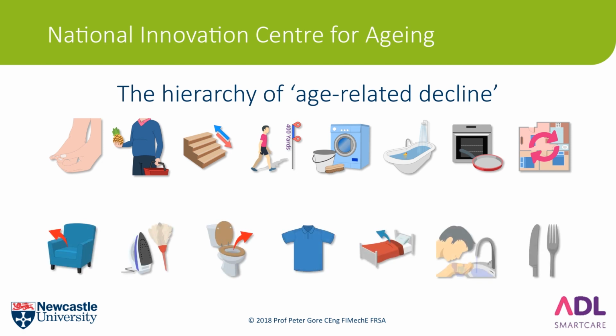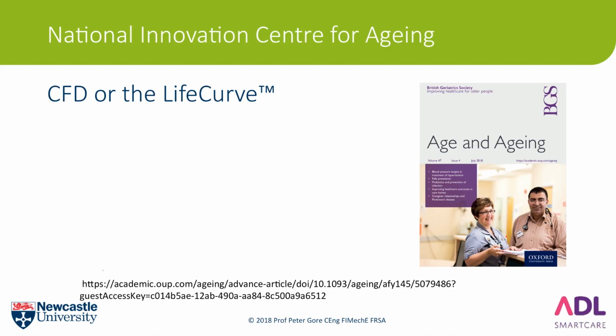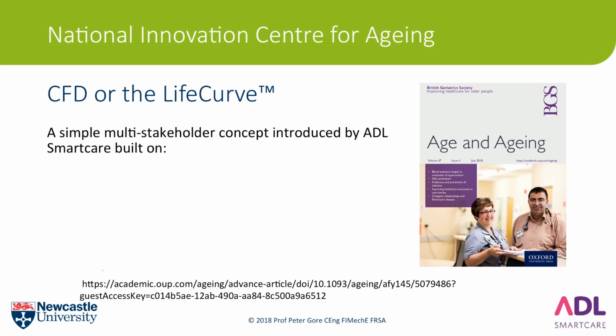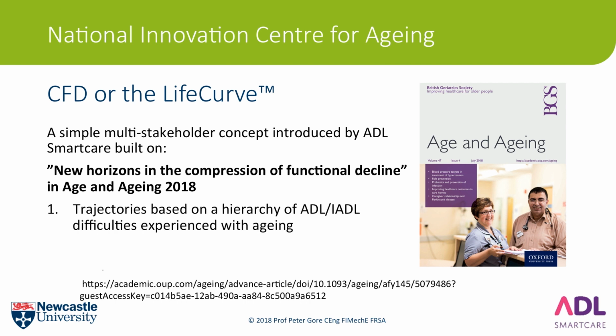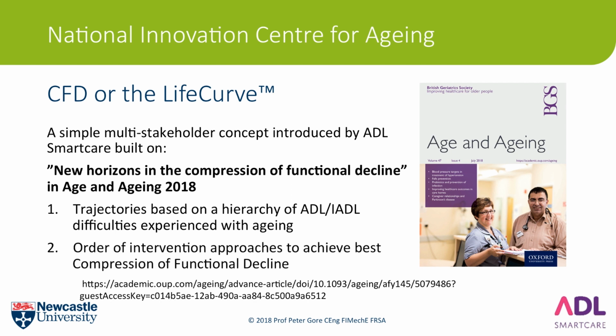And so you can see why people are either then getting full-time care from family and or friends, or they're in residential or nursing care if you can't do these. So these are important. We can turn these into a trajectory, and we call this compression of functional decline, or a rather easier title, the LifeCurve. This is the paper that we wrote on this, and there are two aspects of that I want to cover. First is trajectories, what they look like and how you can change them, and the second is a conceptual approach to what you do in terms of interventions to make sure that you have the best journey that you can. So let's look at the LifeCurve.